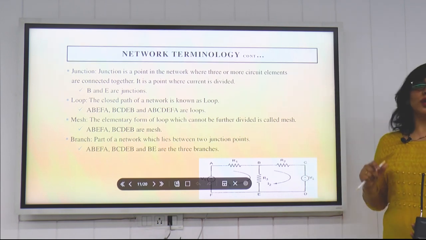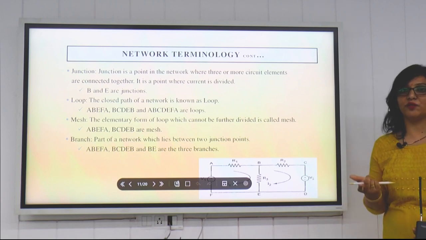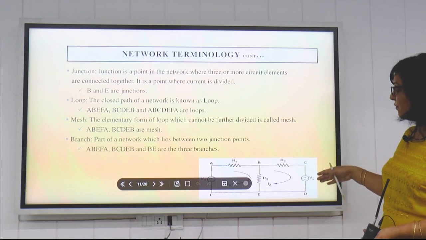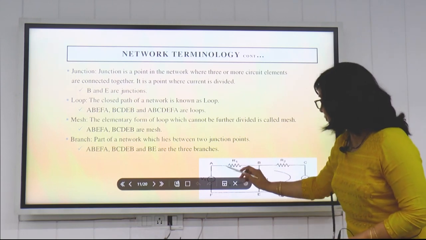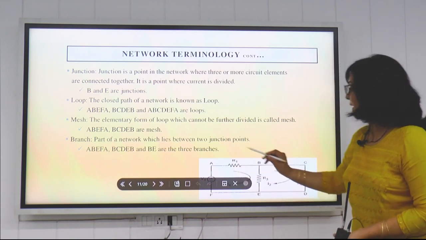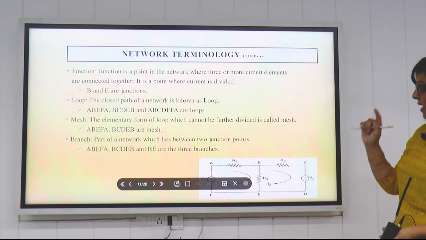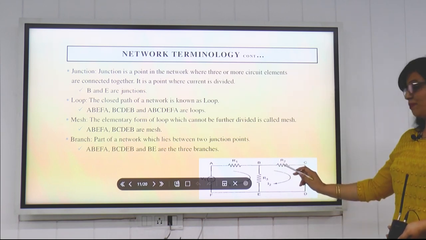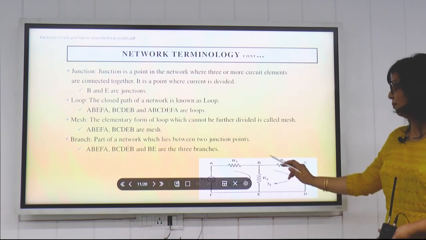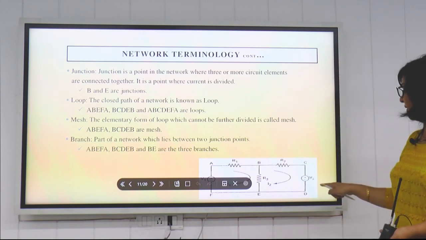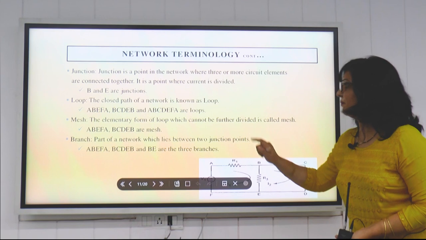Next is loop. A loop is a closed path of the network. In this figure, we have three loops. The first loop is A, B, E, F, A. In a loop, the starting and finishing terminal is the same. Another loop is B, C, D, E, B. Another one is A, B, C, D, E, F, A.